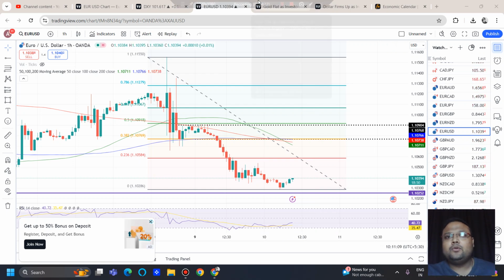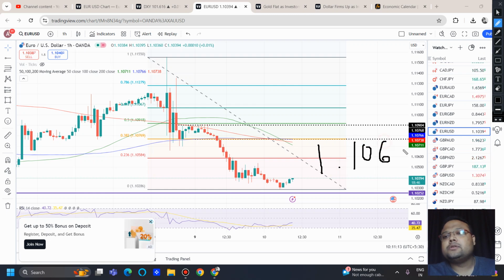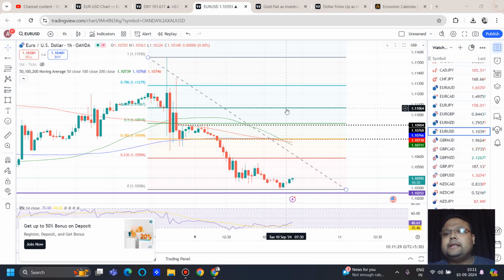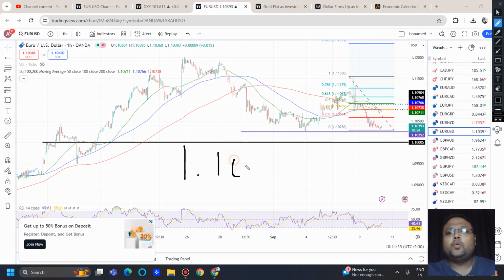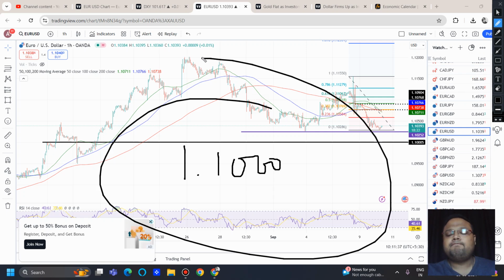So here we can look for an immediate selling opportunity around 1.1060 as well. Okay, this is not a very strong level like these two, but as a day trader you can look for a quick selling opportunity around 1.1060 for scalping purpose only. And if market goes down from here, the next support on the chart of Euro USD is around 1.1000.